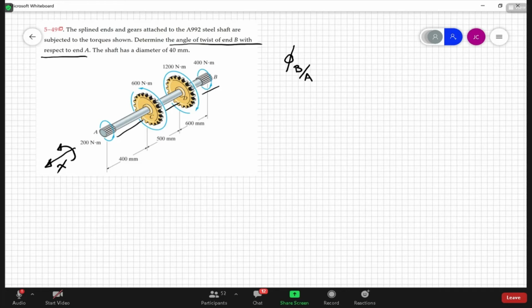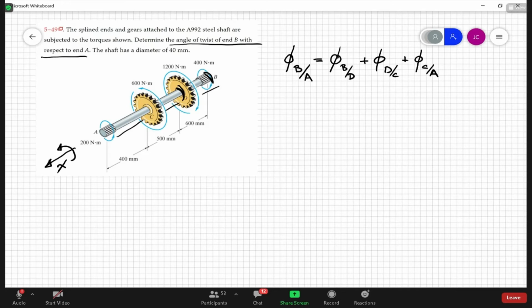B relative to A, okay? So, actually, maybe should we flip this? I mean, it doesn't really matter, but we'll just keep this. So that's going to be the angle of twist of B relative to D, how much this face rotates relative to this first gear, plus the angle of twist between the two gears, D to C, plus the angle of twist of C relative to A, right?